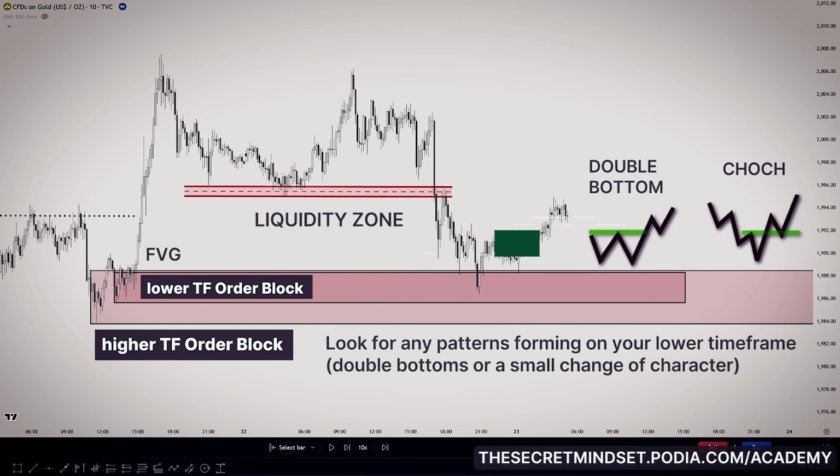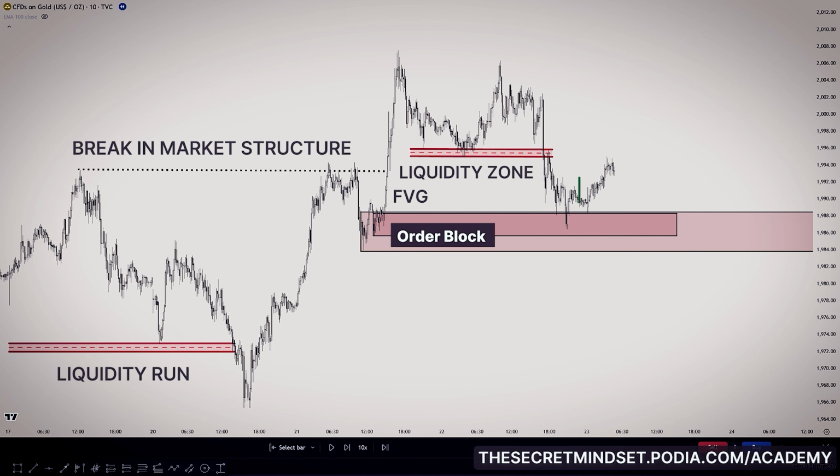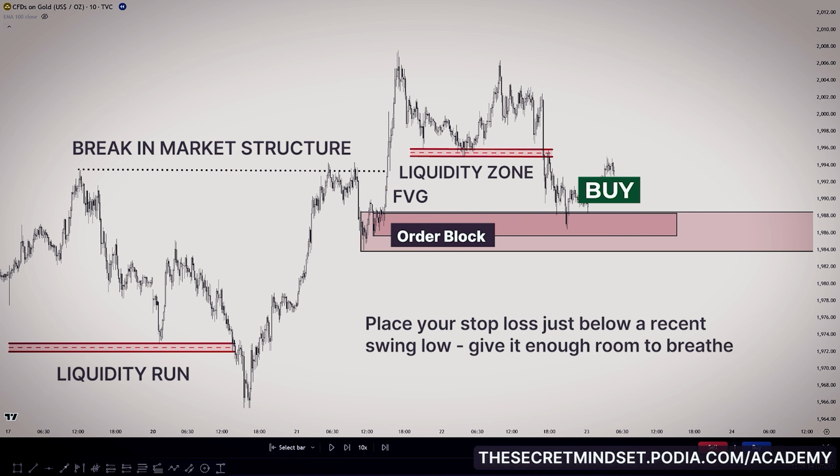Remember, the goal here is to fine-tune your entry. You're not changing your overall view of the market. You're just trying to get the best possible entry price. The plan is to enter your trade on the breakout of the lower time frame order block. For this buy order, you place your stop loss just below a recent swing low. And please give it enough room to breathe.